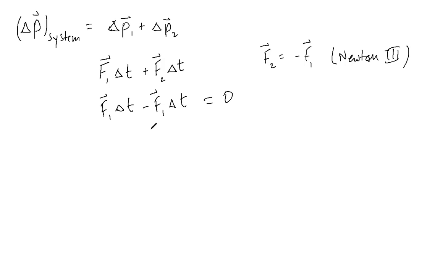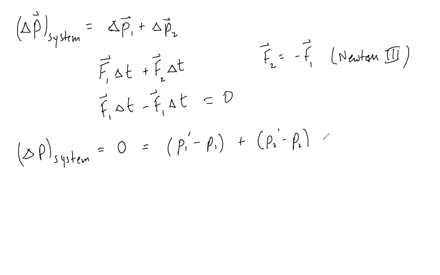All right. So another way to put this is that if delta P for the system is equal to 0, another way to put that is to say that P1 prime minus P1 plus P2 prime minus P2 is equal to 0. And why? Because delta P1 is equal to P1 prime minus P1, and delta P2 is equal to P2 prime minus P2.